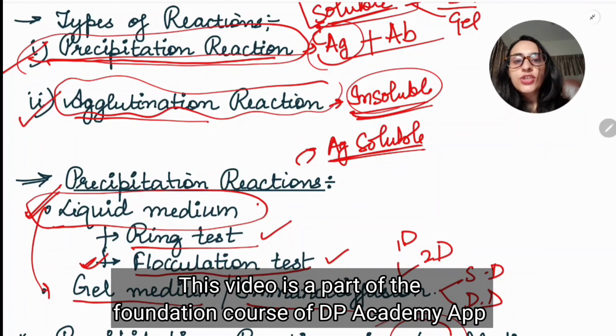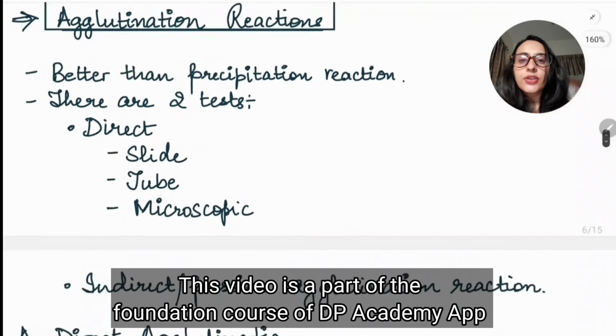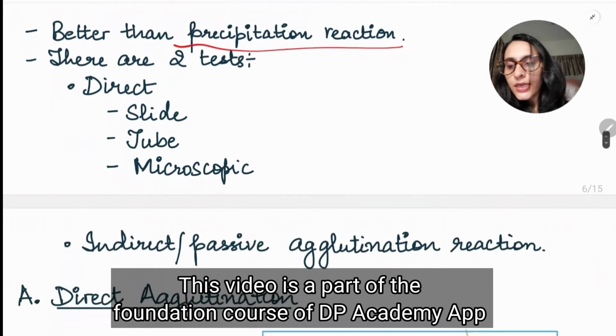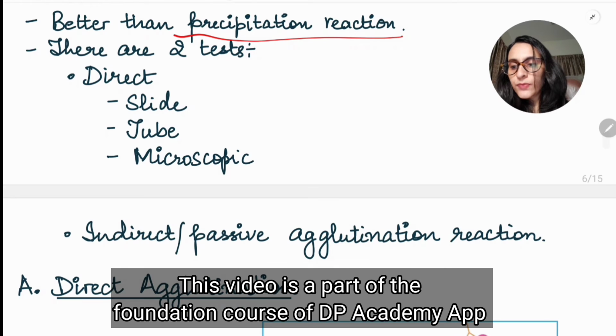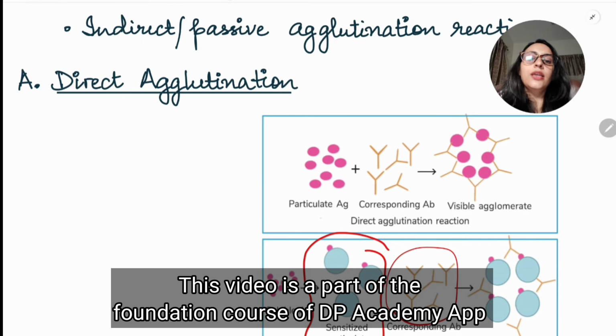Now coming to agglutination reaction, wherein the antigen is not soluble. The antigen is particulate. So agglutination reaction is better than the precipitation reaction. We have direct and indirect agglutination reaction. Direct agglutination reaction means the antigen is going to combine to the antibody and it will react and form the agglutinate. Indirect reaction is one in which the antigen is first sensitized and then it is reacted to the antibody. This is known as indirect.